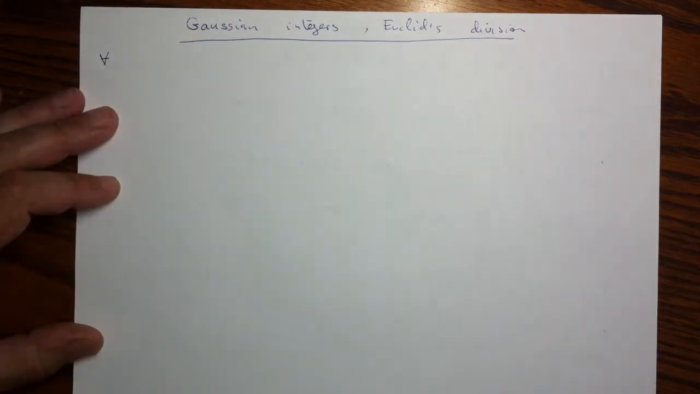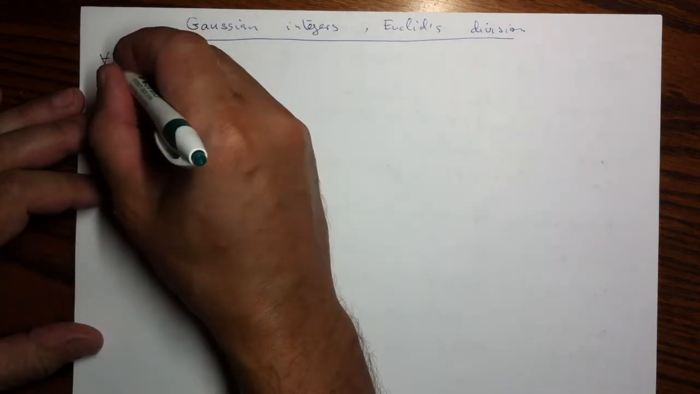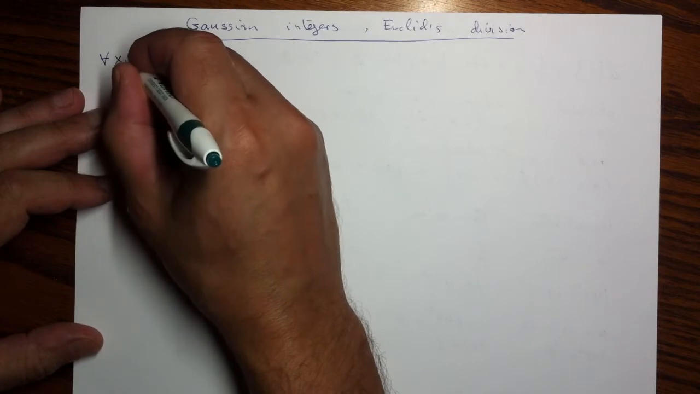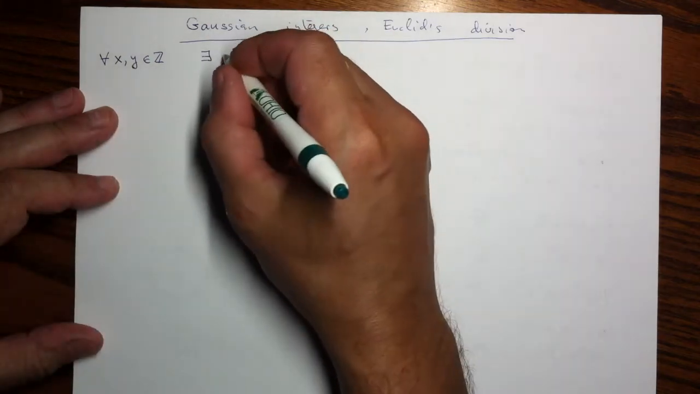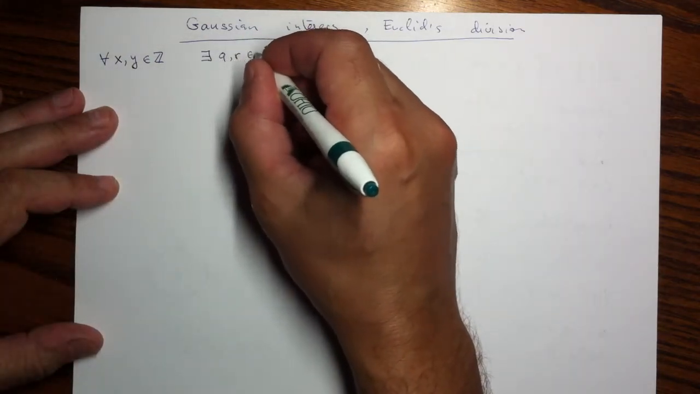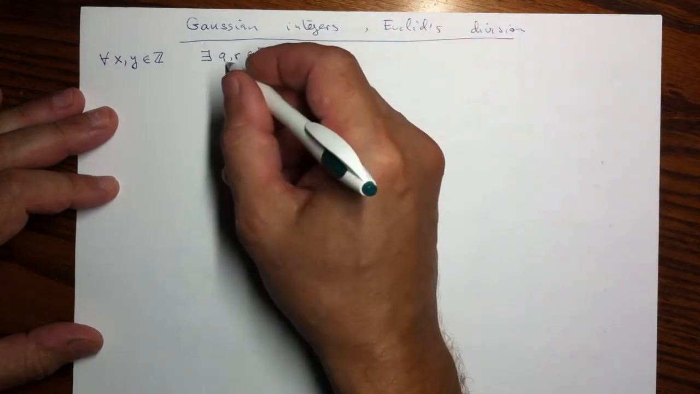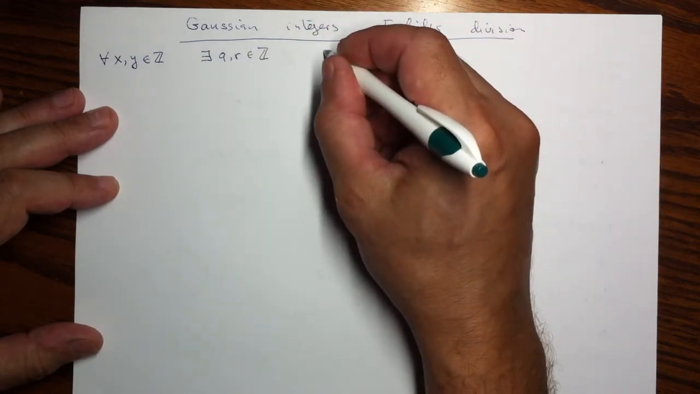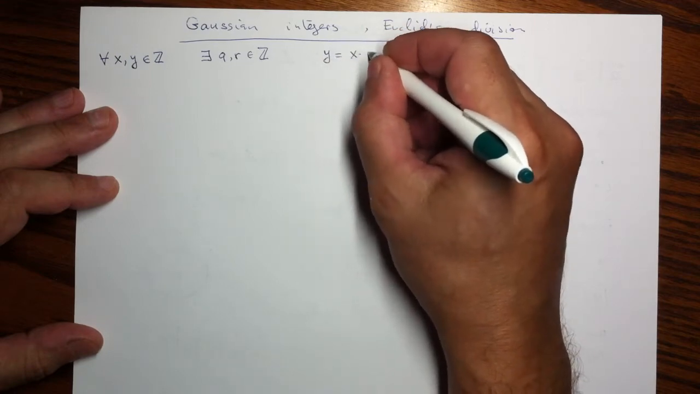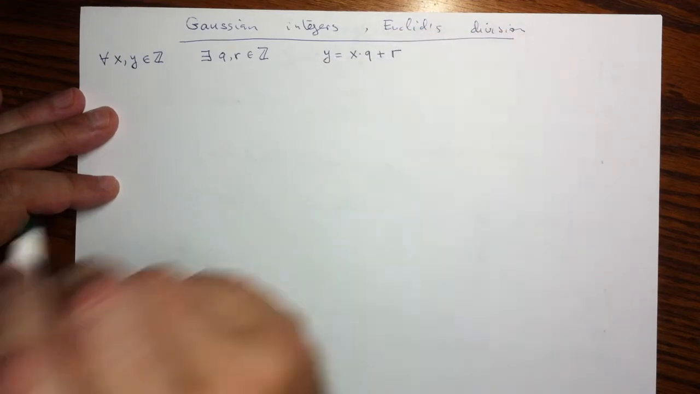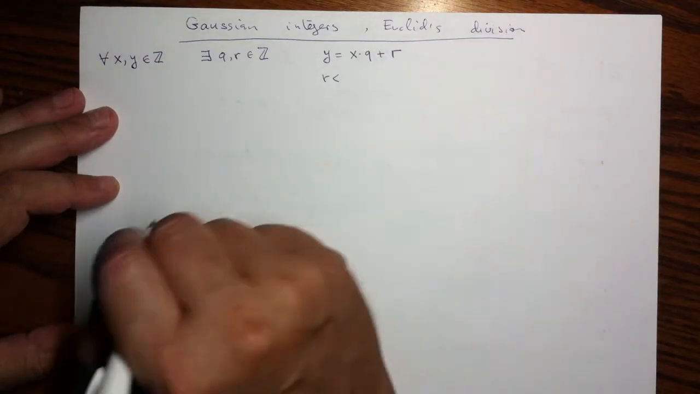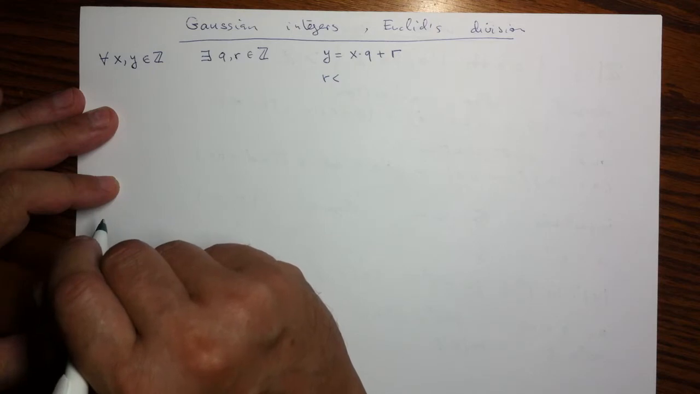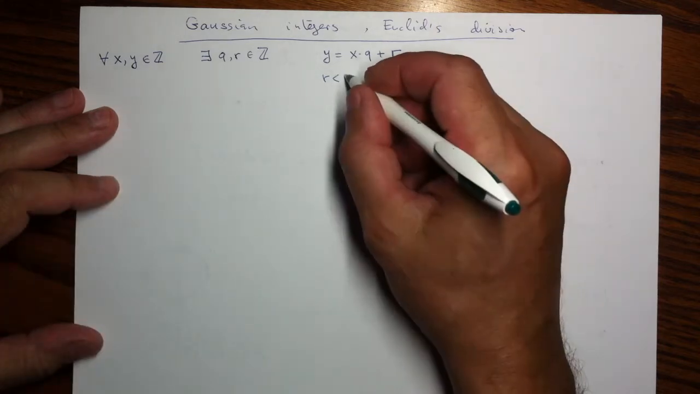So it says, and I'm going to change it slightly from your familiar one, that for any two integers, x and y, there will be two other integers, q and r, such that y will be equal to some multiple of x plus this remainder r. And there will be an extra condition on the remainder saying that it is less than the absolute value of x.